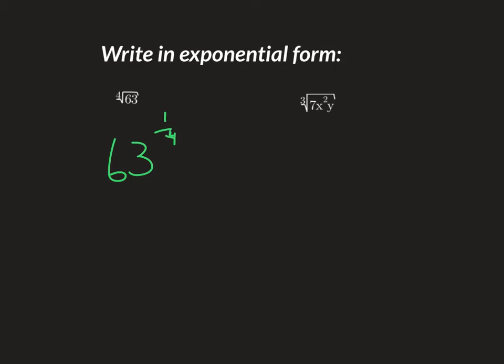Sorry about that, 1/4. On the second one, I have 3 things inside that radical. All have a cube root, so I'm going to say 7 to the 1/3. Watch what I do with the x. X to the 2/3, because it has a 2 as an exponent, 3 as a power, y to the 1/3. And that's all there is to it.